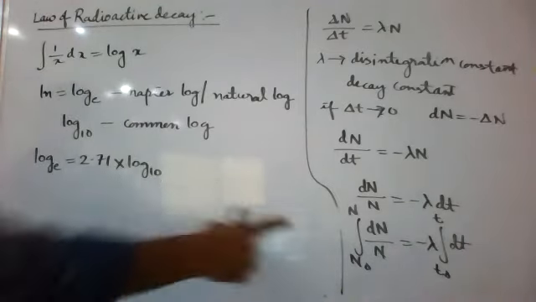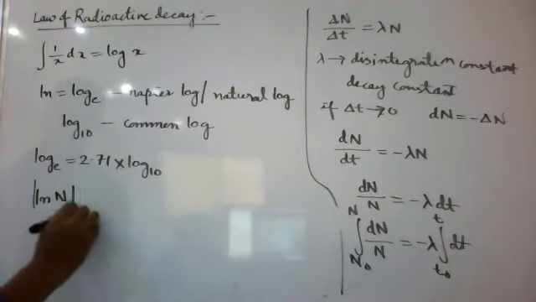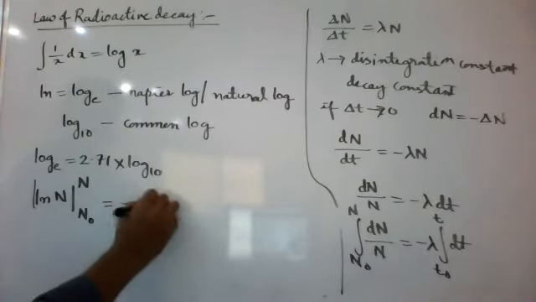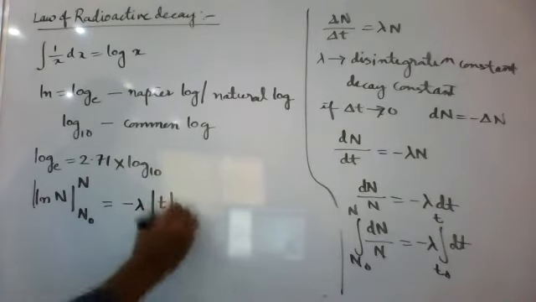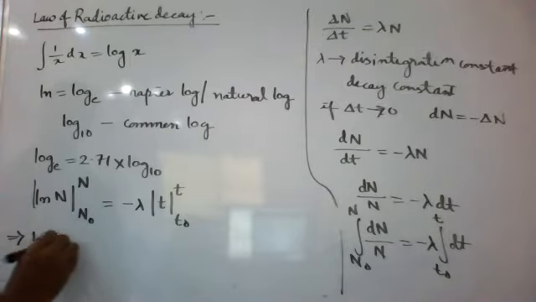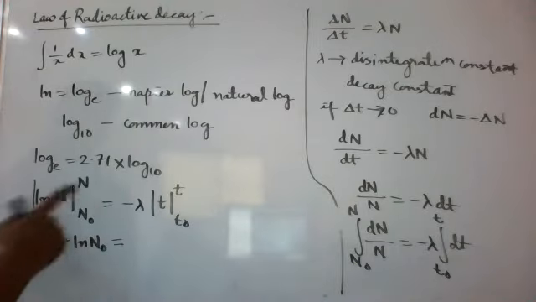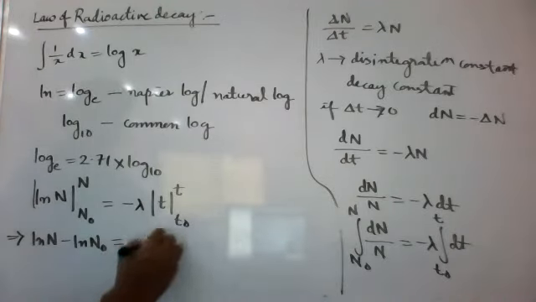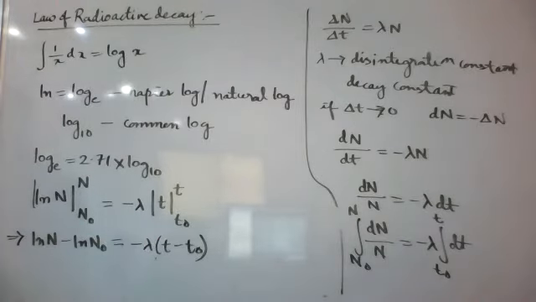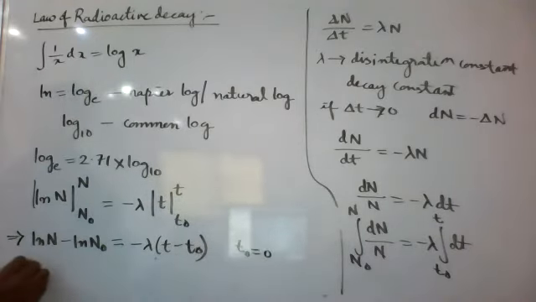Now when we apply this, it will become ln N, from lower limit N0 to upper limit N, which is equal to minus lambda, and integration of dt is from t0 to t. So upper limit minus lower limit: ln N minus ln N0 equals minus lambda into (t minus t0). Generally we start with t0 equal to 0 seconds, so automatically it will become minus lambda t.